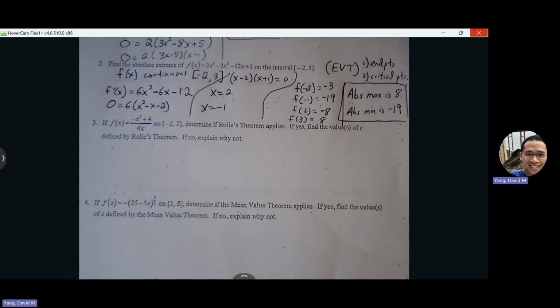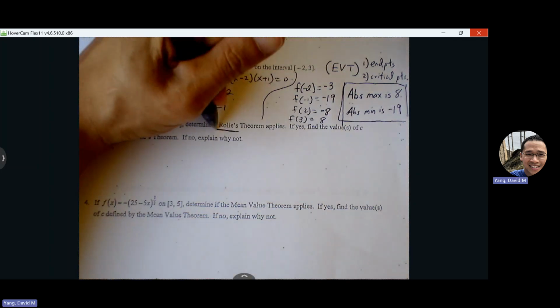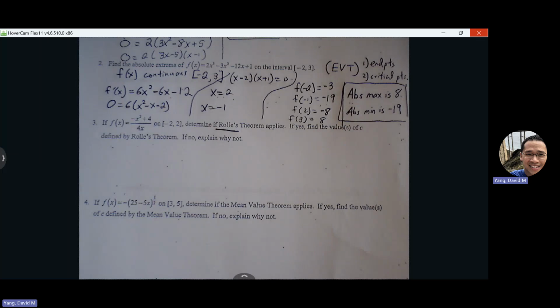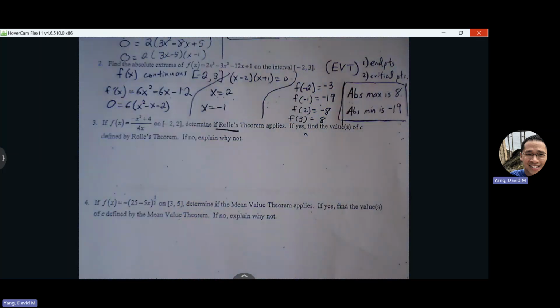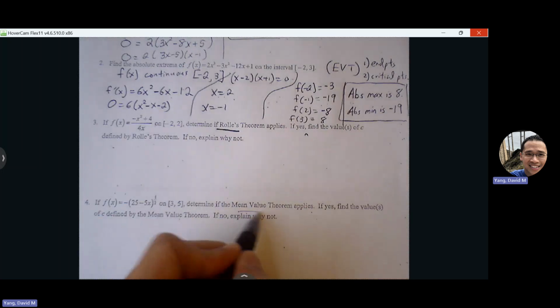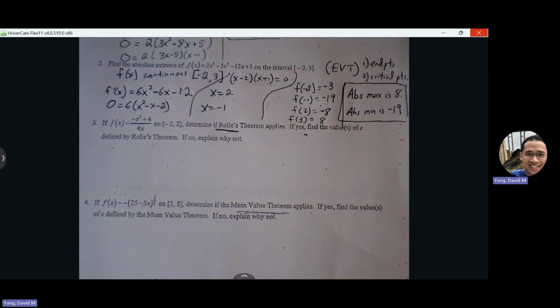Right, number 3, determine if Rolle's theorem applies. So Rolle's theorem is virtually the same thing as mean value theorem. So here's the formula for Rolle's theorem. Well, first off, what are the conditions for Rolle's theorem? Same as mean value theorem. Function needs to be what?